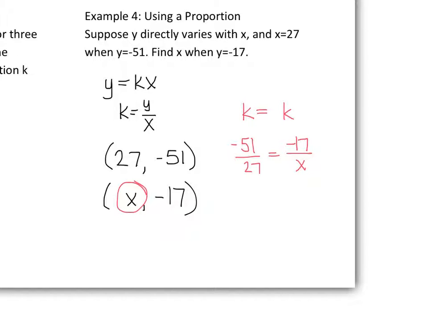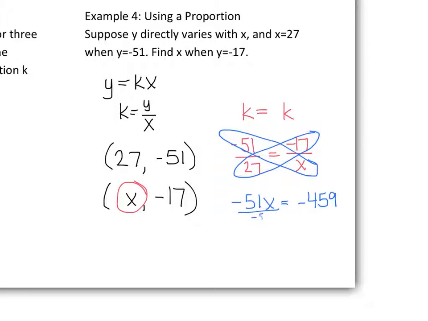Your way would work too, what you said. Aha! Tanyan's already going with the butterfly method. Y'all remember that? I like this thing. I don't know why. So we'll have that negative 51x equals, what's negative 17 times 27? Negative 459. Then we just divide by negative 51. So x equals positive 9. X equals 9. So when x is 9, y is negative 17. And then you're done.